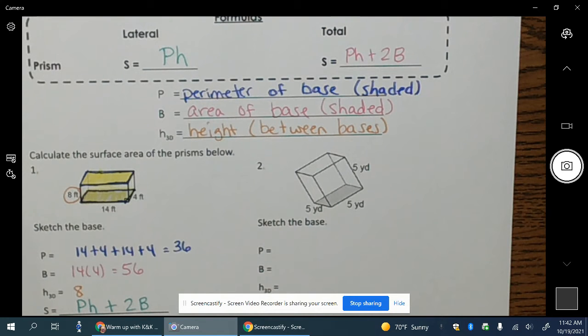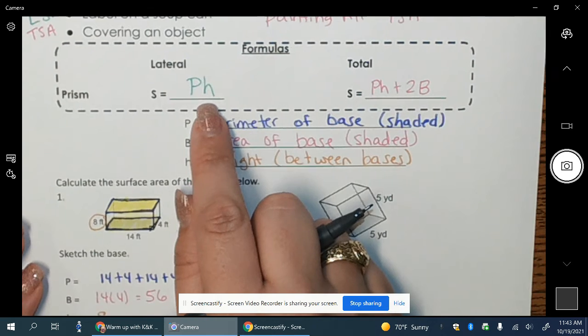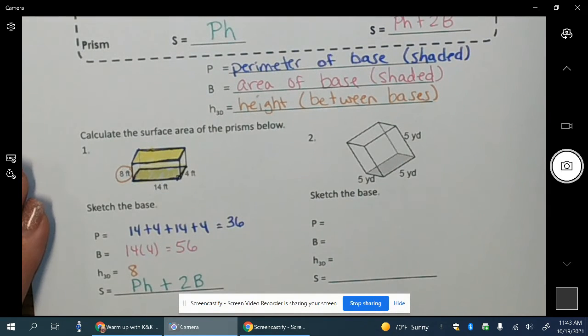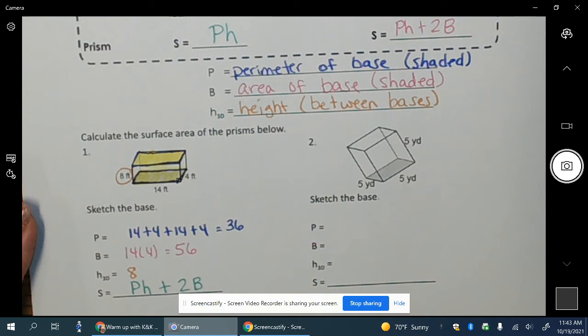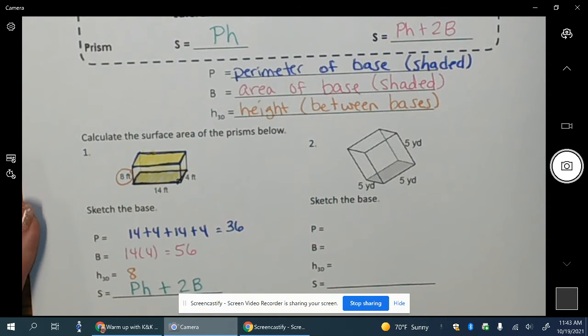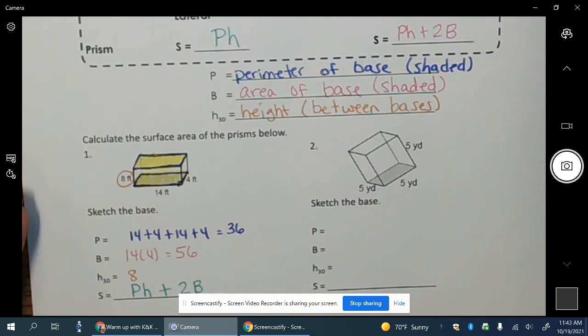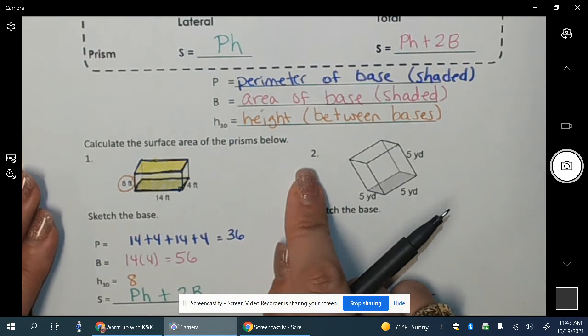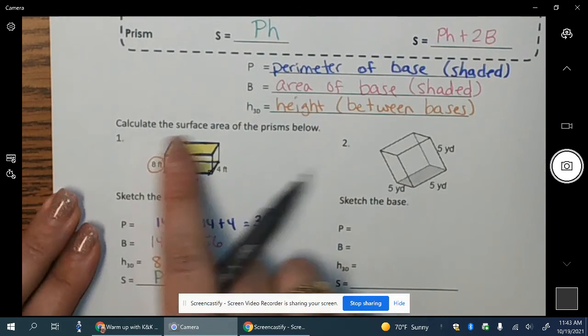Wait, if it's lateral, then why would it be plus 2B? Yeah. Lateral is not plus 2B. No, down below. This is the next problem. This is not for this problem. So how do we know lateral or total? If it doesn't tell you, you assume it's total. It will tell you if it's lateral, or it will give you a scenario. Okay. This one says, calculate the surface area.